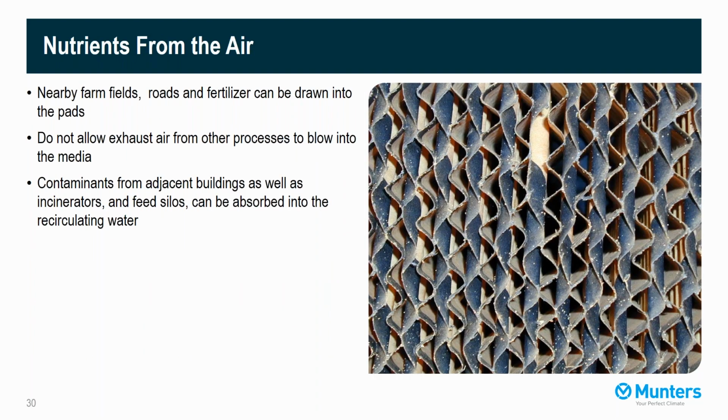So where do the nutrients come from? They can come from nearby farm fields, roads. Fertilizers can be drawn into the pads. We'd want to make sure we don't allow exhaust air from other processes to blow into the media. And contaminants from adjacent buildings, as well as incinerators and feed silos, can be absorbed into the recirculating water as well.